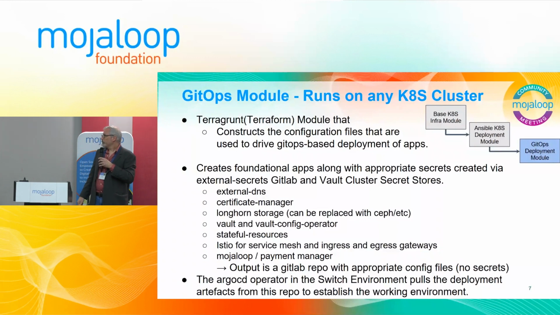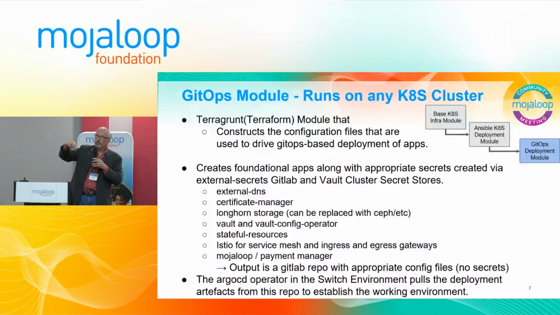So after this module runs, what you get is output into a GitLab repo for that environment. There's no secrets in there. This is all pure configuration. Secrets are generated into HashiCorp Vault, and those secrets in HashiCorp Vault are automatically created as Kubernetes secrets within the cluster and referenced by those configuration files that have been generated. So the Argo CD operator that we talked about previously is then pulling that information and deploying it into the cluster. And that's what deploys your Mojaloop or your Payment Manager instance.